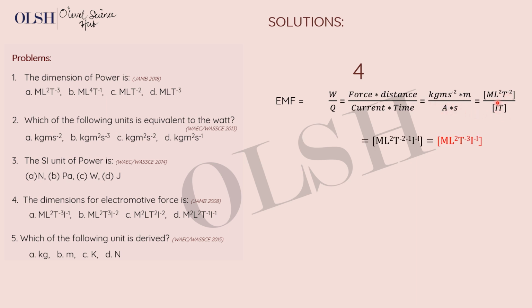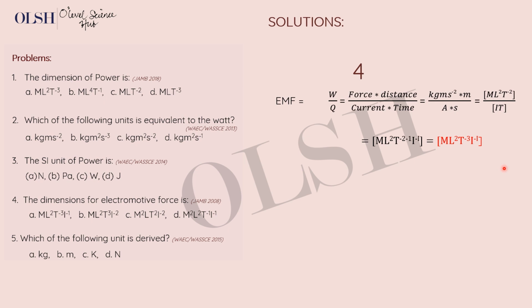Okay, so if we move on, we'll find that we have ml squared t raised to the power minus 2 raised to the power minus 1. Of course, this t down here comes up to become t raised to the power minus 1, so we have t raised to the power minus 2 minus 1. Then I comes up to be minus 1. So if you simplify this, we have ml squared t raised to the power minus 3 I raised to the power minus 1. Alright, so you can see that that is not difficult at all.